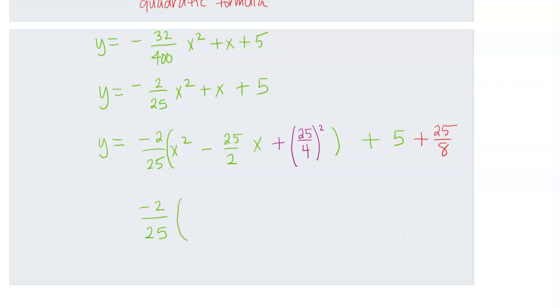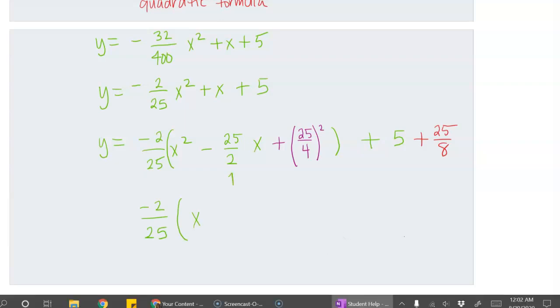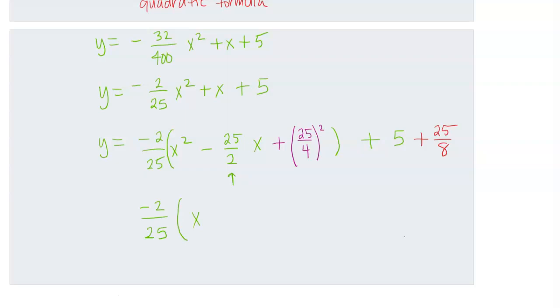And then when I collapse this into a perfect square, the half of that middle term that I took is what ends up being inside the parentheses. So it's going to be 25 over 4. And this is the perfect square that we end up with. And then combining those two numbers on the outside, we get 65 over 8.